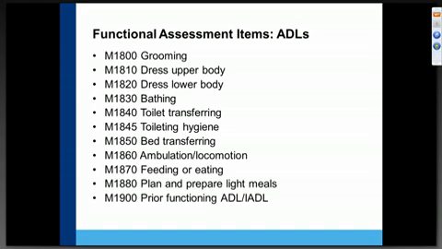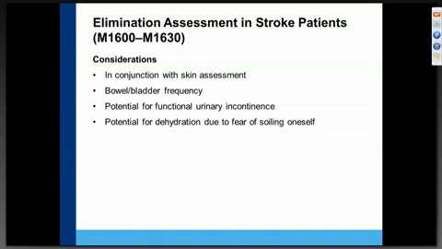We want to look at prior functioning, look at the changes from before to now, and that's going to help us develop the plan of care and ensure that we have the right disciplines in place to manage that patient's care. Elimination assessment is critical for stroke patients as well, because there may be problems with urinary incontinence. Dehydration is sometimes a problem as well.